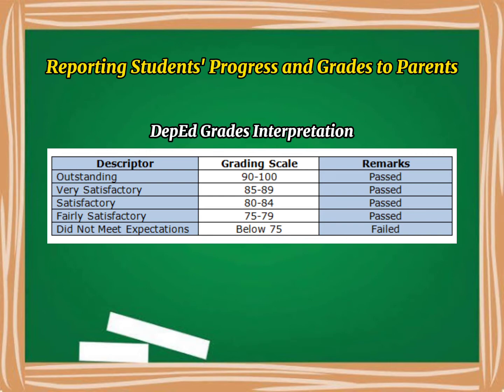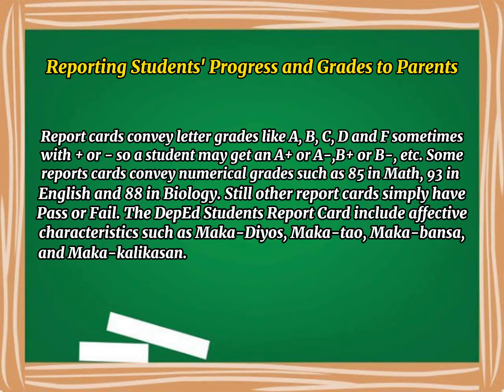The Department of Education gives the following grade interpretation. Report cards convey letter grades like A, B, C, D, and F, sometimes with plus or minus, so a student may get an A plus or A minus, B plus or B minus, etc. Some report cards convey numerical grades such as 85 in math, 93 in English, and 88 in biology. Still other report cards simply have pass or fail.